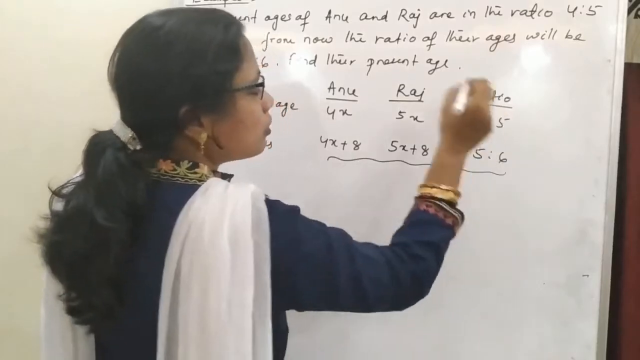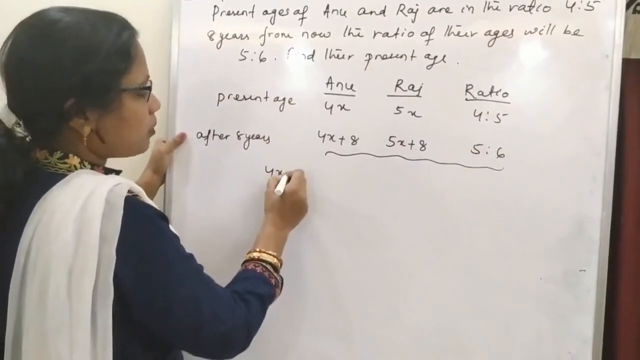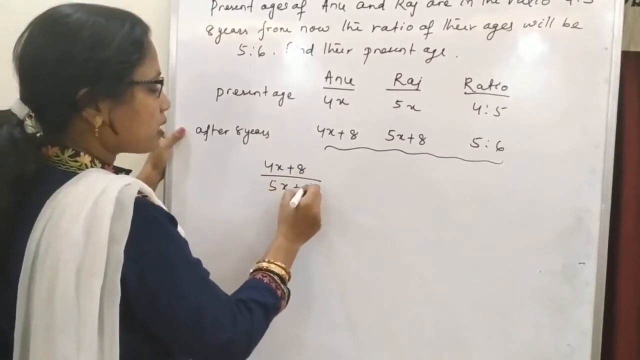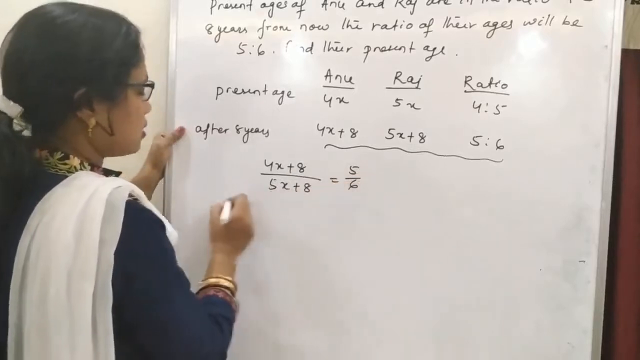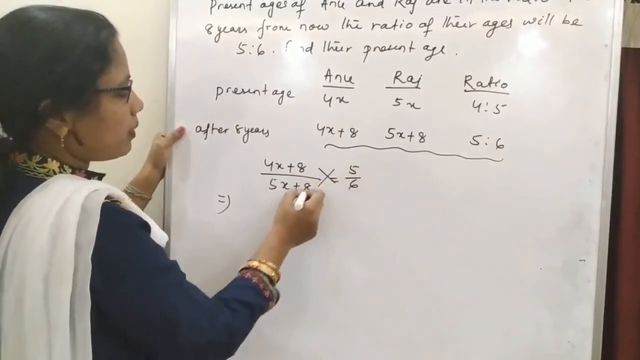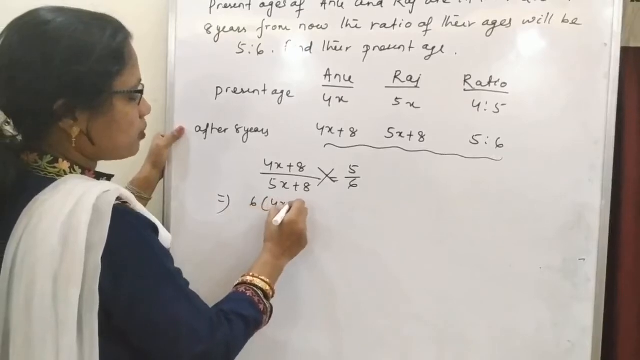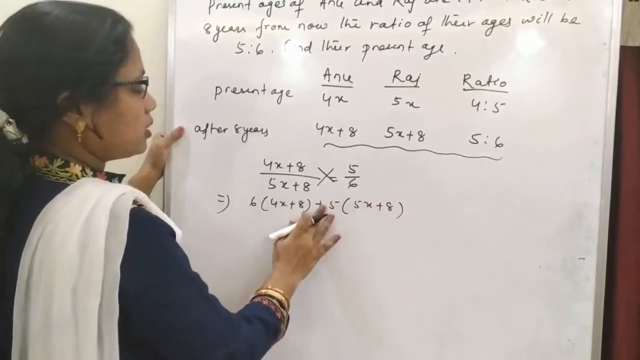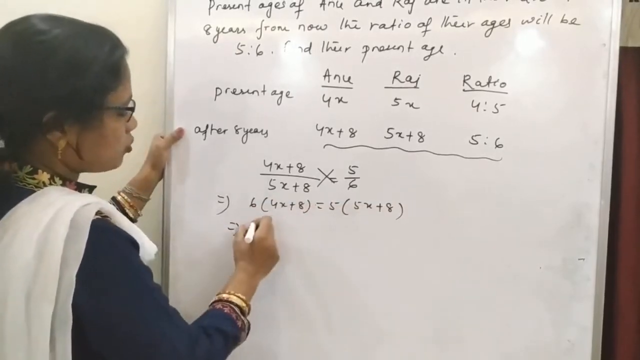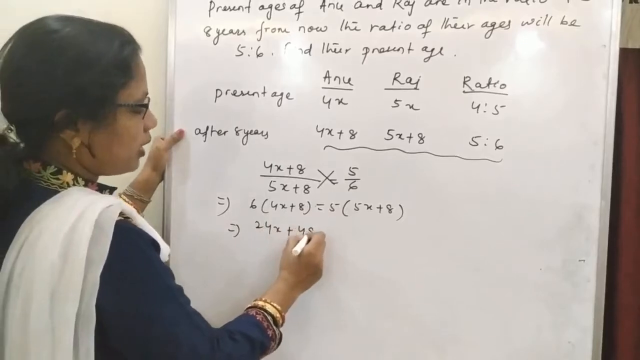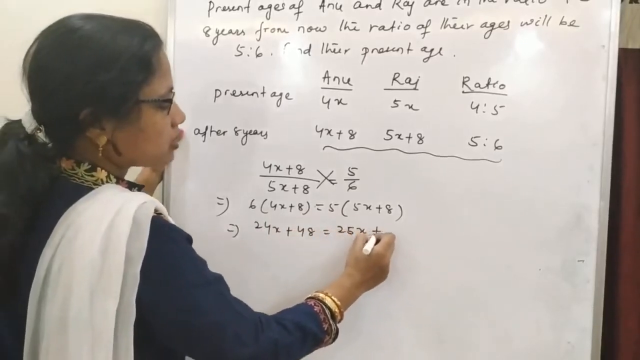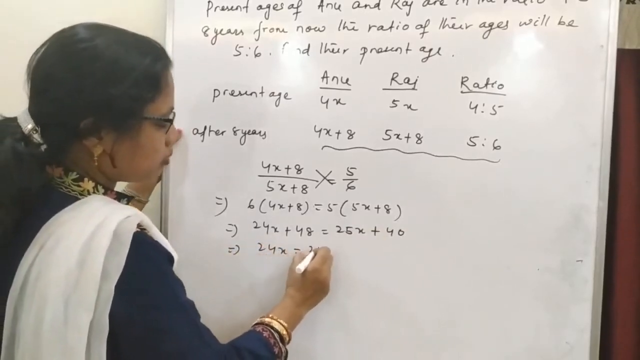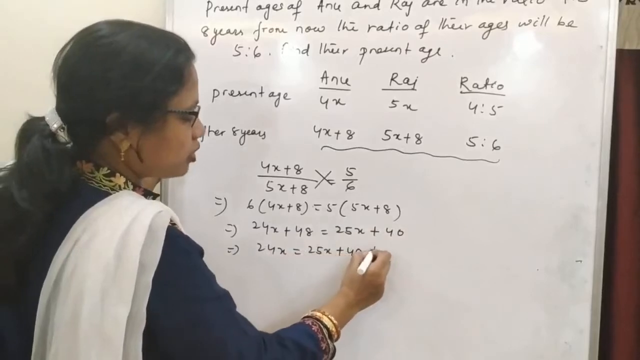Then we have to solve this. So the ratio of 4x plus 8 and 5x plus 8 is equal to 5/6. So this implies, then cross multiply, 6 multiplied with 4x plus 8 is equal to 5 multiplied with 5x plus 8. So this implies 24x plus 48 is equal to 25x plus 40. So this implies 24x is equal to 25x plus 40 minus 48.